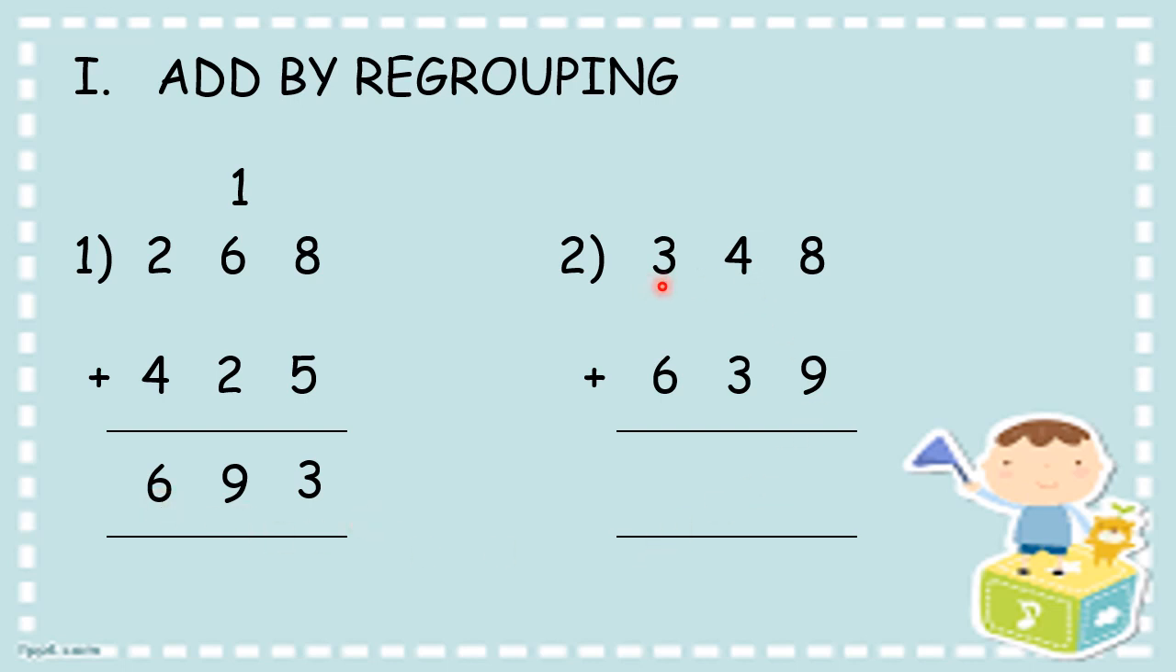The second one, we have to find the sum of 348 and 639. So first what we have to do? We have to add the values in ones place. It is 8 and 9. 8 plus 9 is equal to 17. So 7 we have to write in ones place and the 1 we have to carry over to the tens place. So 1 plus 4 plus 3 is equal to 8. So next what we have to do? We have to add the values in hundreds place. It is 3 plus 6 is equal to 9. So the answer is 987.